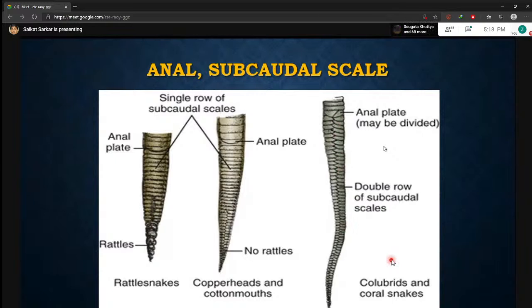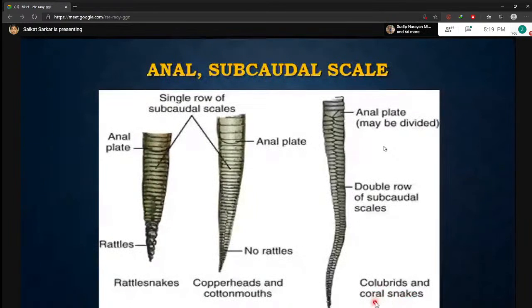Okay, and this kind of scale pattern, subcaudal scale pattern, you will find in both colubrids and coral snakes. Now, in colubrids, you will find 90% are non-venomous snakes, but in coral snakes, 100% they are venomous. All of them are venomous, and many of them are deadly venomous. Coral snake comes under family Elapidae.